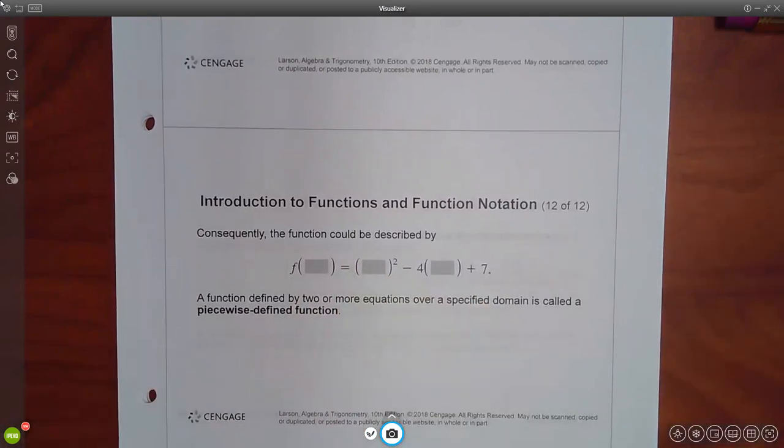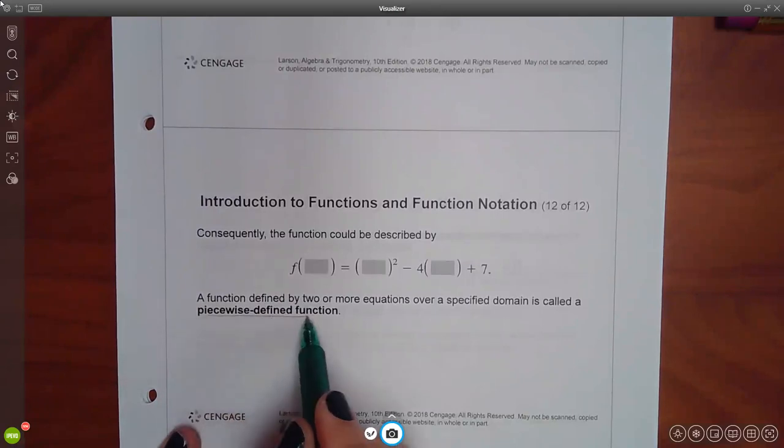Okay. I'm going to get into something totally different now. It says a function defined by two or more equations over a specified domain is what's called a piecewise defined function. That's basically when they take pieces of graphs and put them together in one graph. So instead of having a whole parabola, you might have half of a parabola, and the other half of the graph might look like a line, okay? They're just going to chunk together different graphs to make a new graph. That's called piecewise defined functions.